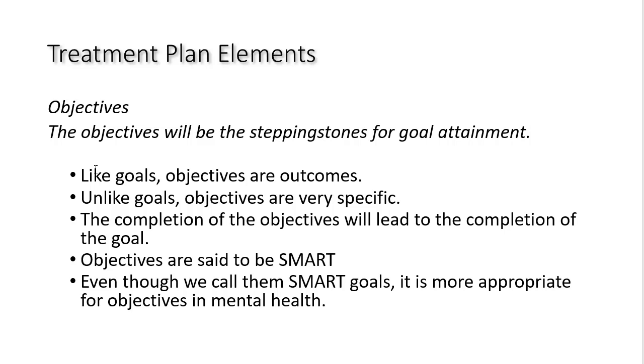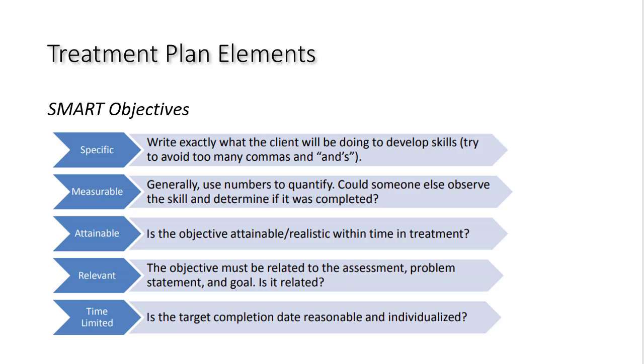So eventually, you're going to create these objectives in order to obtain the goals. And if you do them systematically, you can work up through your objectives, and you will have attained the goal at the end of it. So when we talk about SMART goals, excuse me, there I said it. When we talk about SMART objectives, all of our objectives need to be written in such a way that they are specific, measurable, attainable, relevant, and time limited.